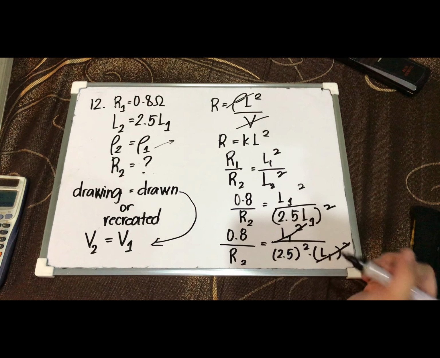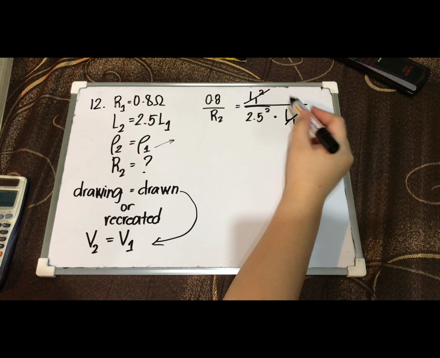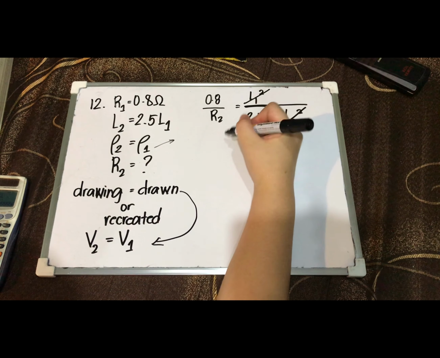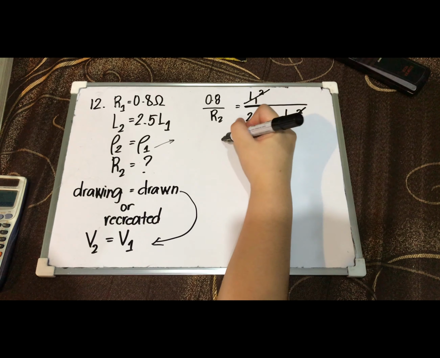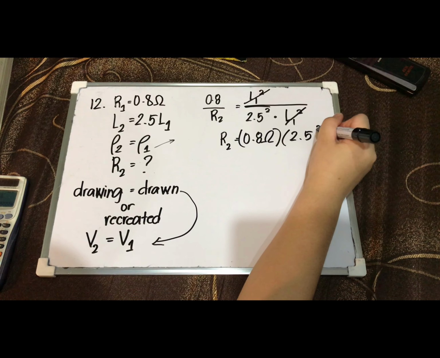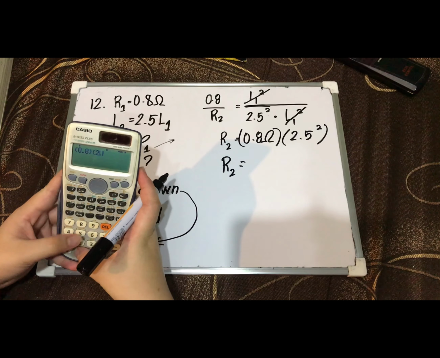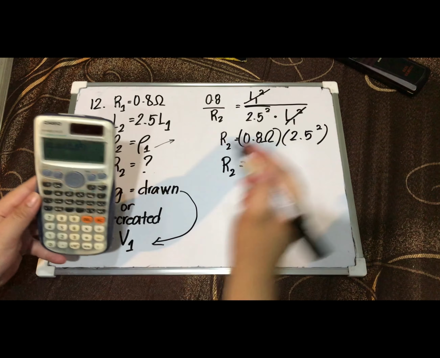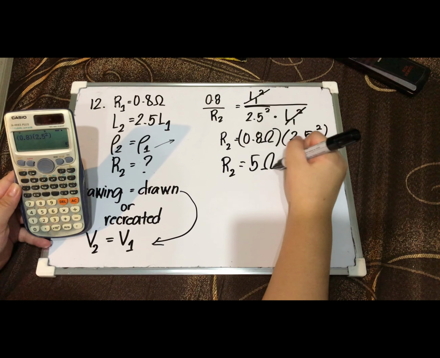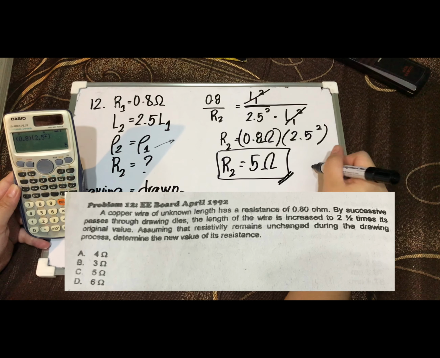Cancel, cancel. So, na-cancel yung L1 squared natin. Makukuha na natin ngayon yung R2. So, R2 is equals to 0.8 ohms. Multiply natin sa 2.5 square. R2 will have the value 5 ohms. From the choices, 5 ohms is letter C.